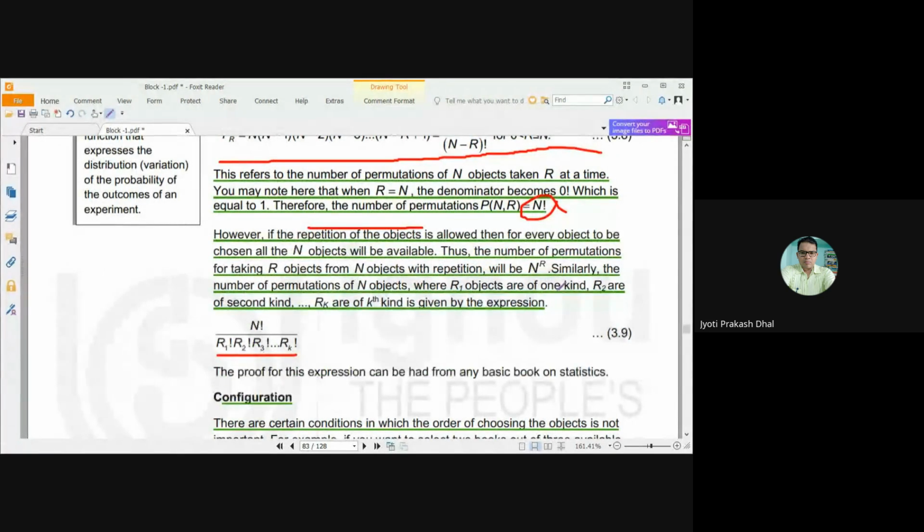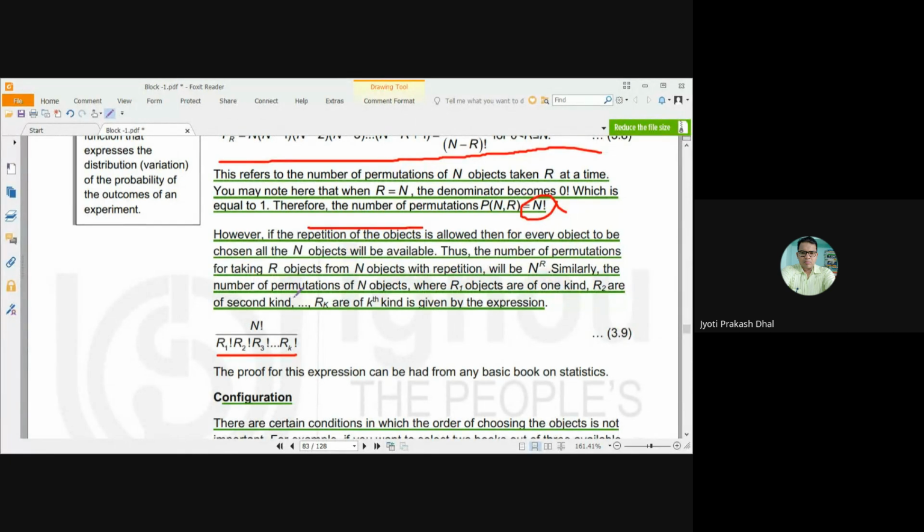However, if repetition of the objects is allowed, then for every object to be chosen, all the n objects are available. Thus, it is the permutation of taking r objects from n objects. That means if there are n objects in a box and we have to take r objects out of the n objects, the number of permutations will be n to the power r.